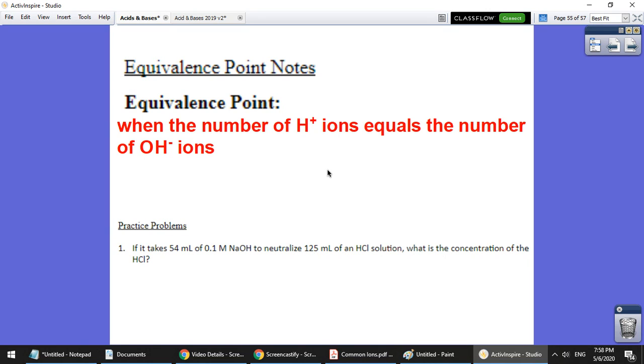It's actually very useful if we have a solution with an unknown concentration. So let's say we have a solution of hydrochloric acid, and we don't know what the molarity is. Maybe it's 10 molar. Maybe it's 0.00001 molar. We don't know, and there's a big difference between those two concentrations. So what we can do is neutralize that acid with a base, like sodium hydroxide, for example. And if we know the concentration of that base, if we know how much base we added, and if we know the volume of our acid, then we can use this idea of equivalence point to figure out the unknown concentration. Let's see how to do that.